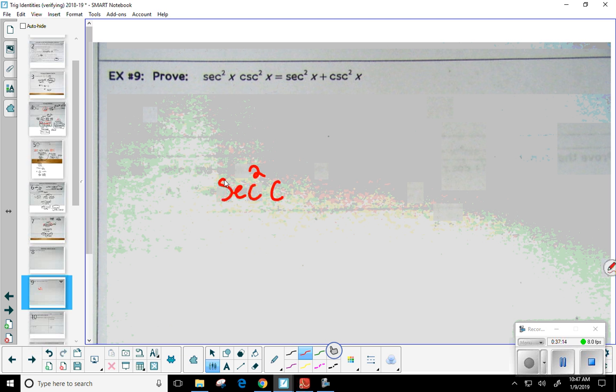Okay, so you're wanting to start on the right side? Okay. Alyssa, is it okay if we start on the right? Yes, it would be the right side. Okay, so Fawaz's idea was to go ahead and change secant squared and cosecant squared to its reciprocal. I'm changing it to the reciprocal.